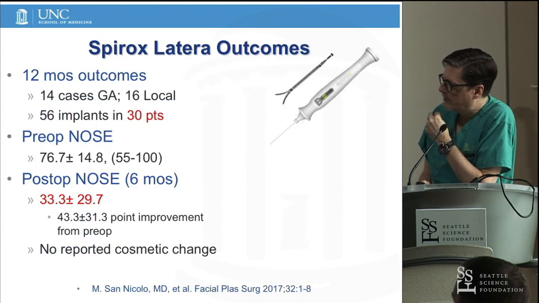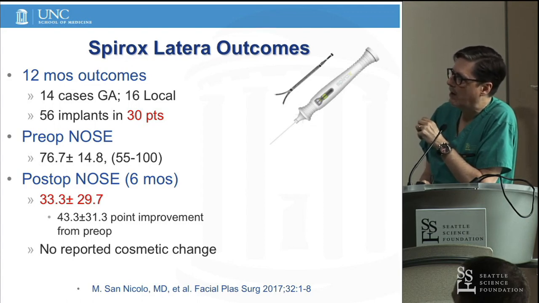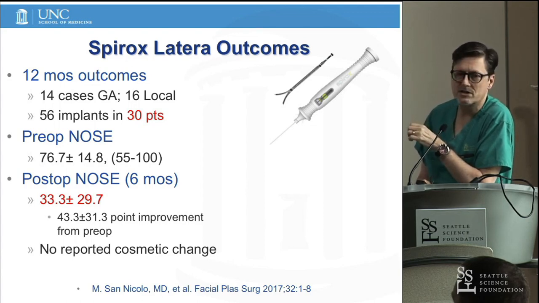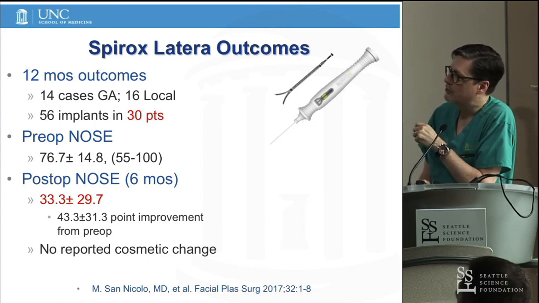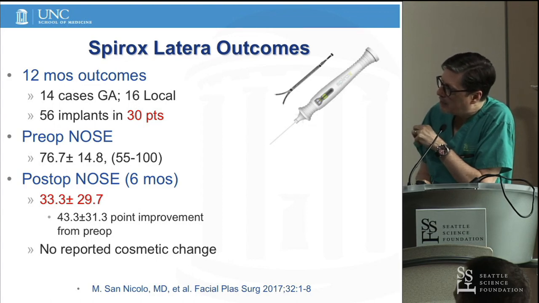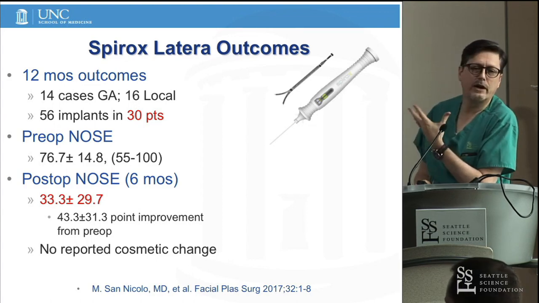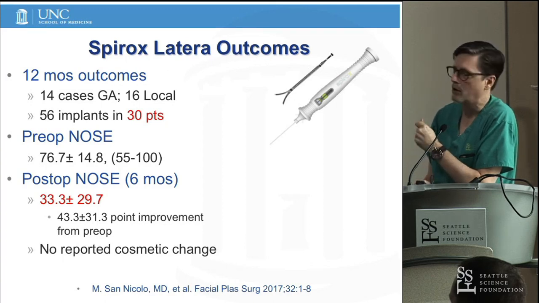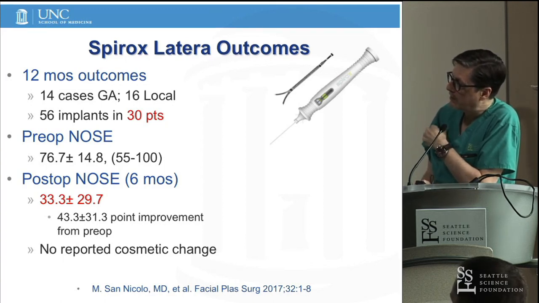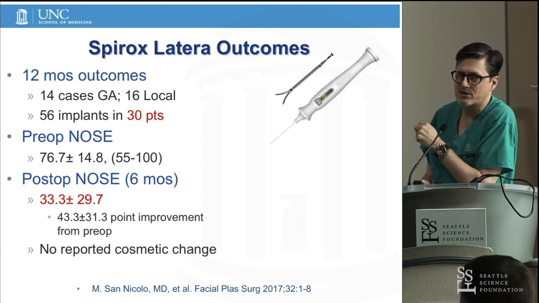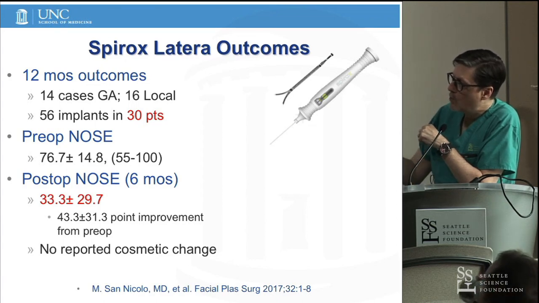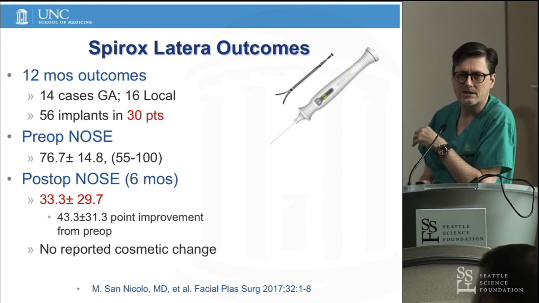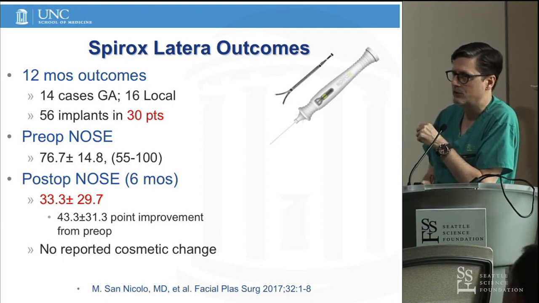So we have 12-month outcomes now on the first 56 implants in 30 patients. The initial study was done in Germany. The pre-op NOSE score was 76.7, which is very obstructed, a good high level of obstruction. The post-op NOSE score at 6 months was 33.3, so a little over 50% improvement for all the patients studied. No cosmetic change, which is an important thing, as a lot of patients ask about that. We don't see any cosmetic issues with this.